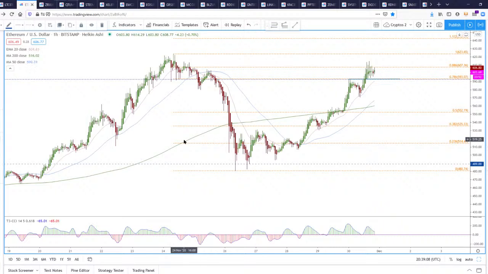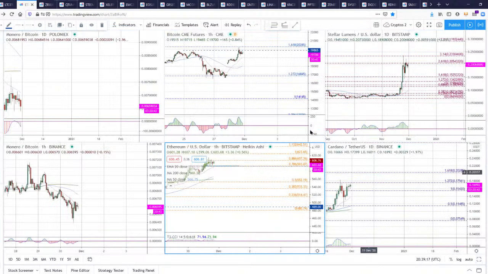I really do feel, I know I point out levels where I think we're going to see pullbacks, but I'm not bearish. I am not bearish Bitcoin.